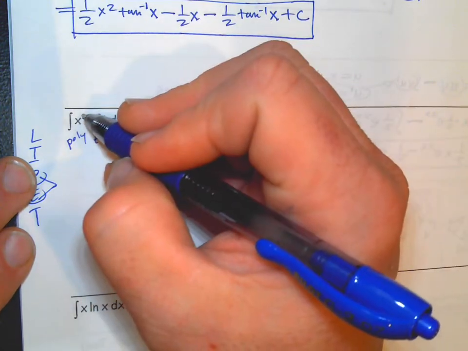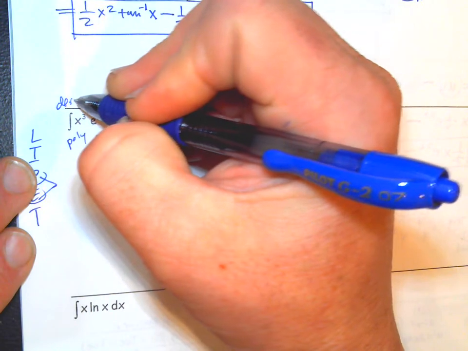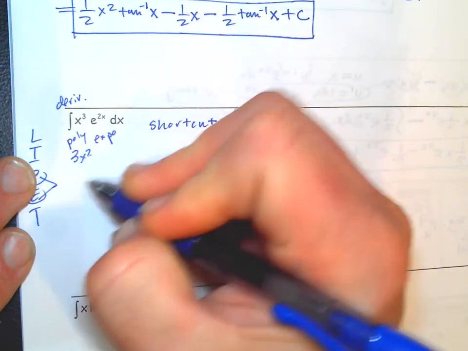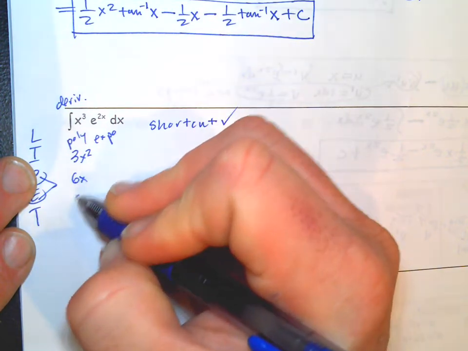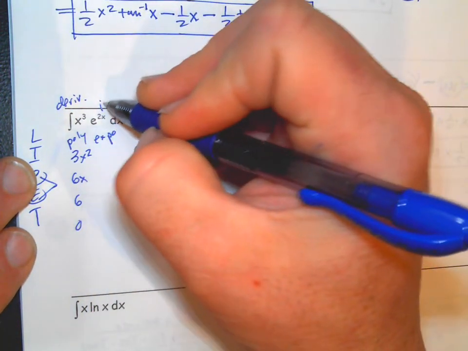Whichever one's the one that, if you take the derivative of, gets simpler and eventually gets 0 is the one you want. So the derivative of x cubed is 3x squared. Derivative of 3x squared is 6x. Derivative of 6x is 6. Derivative of 6 is 0. You want to keep going until you get 0. The other side, you got to integrate.